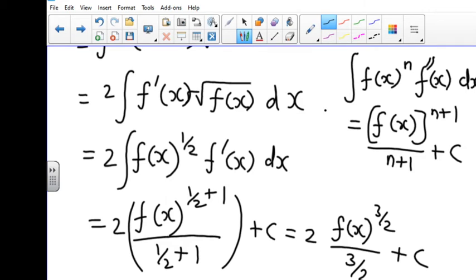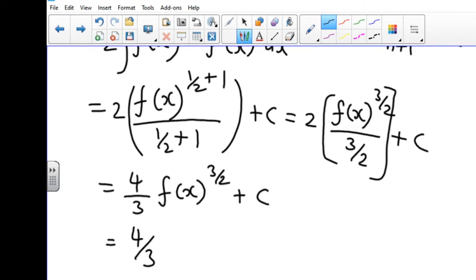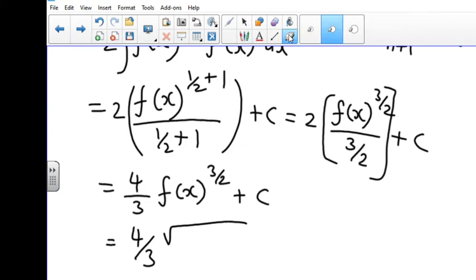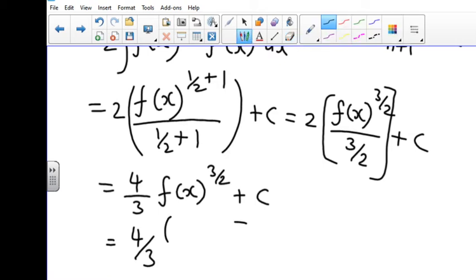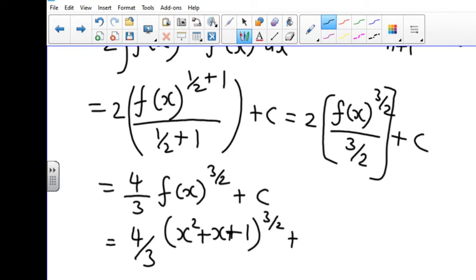So we can take the 2 to the numerator. We can write this as 4 by 3 into f of x whole to the power 3 by 2 plus c. Now we substitute f of x as x square plus x plus 1, whole to the power 3 by 2 plus c.